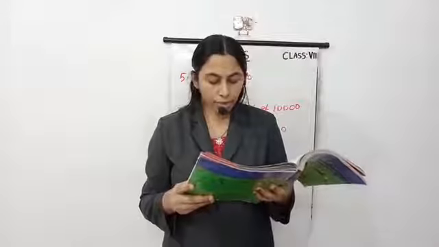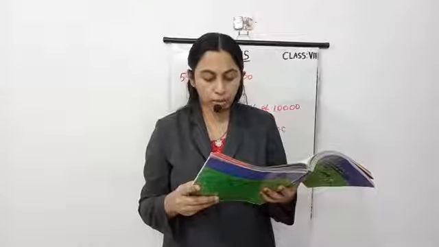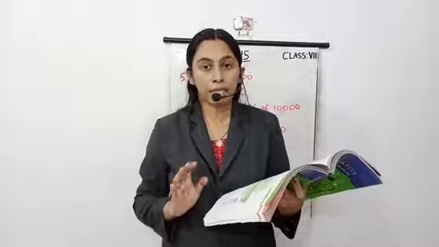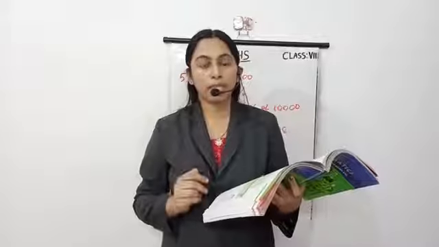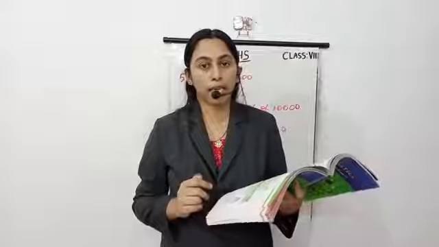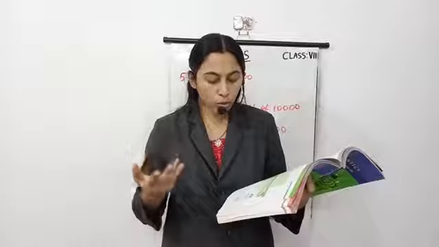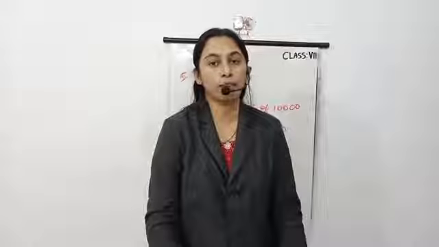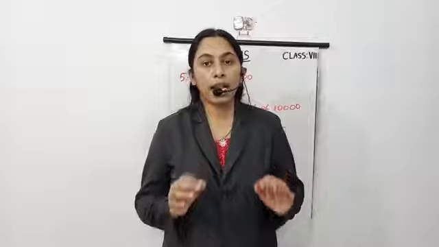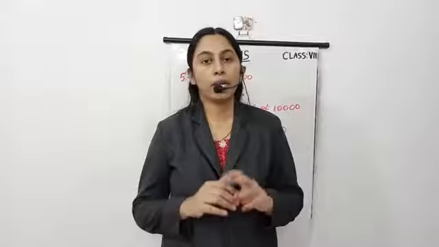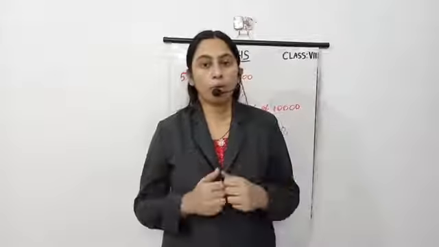Now question 5. I buy a TV for rupees 10,000 and sell it at a profit of 20%. How much money do I get for it? So I buy a TV, that is the cost price 10,000, and the profit percentage given is 20%. Then we need to find how much I get for it, that is, we need to find its selling price. So selling price is cost price plus profit. But we don't know the profit amount.